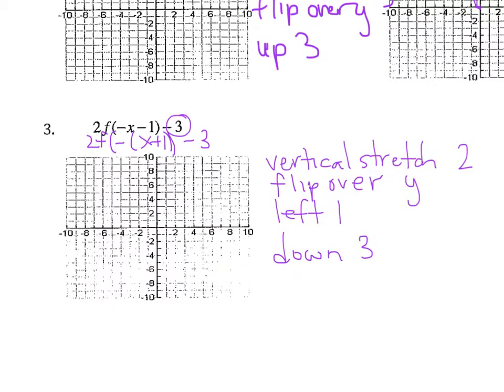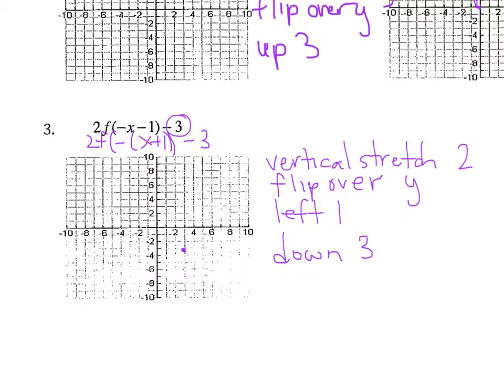My first point, -4, 0. Vertical stretch of 2, so my y gets multiplied by 2, stays the same, -4, 0. Flip over the y, so it becomes 4, 0. I'm going to move it left 1, 3, 0, and down 3 becomes 3, -3.